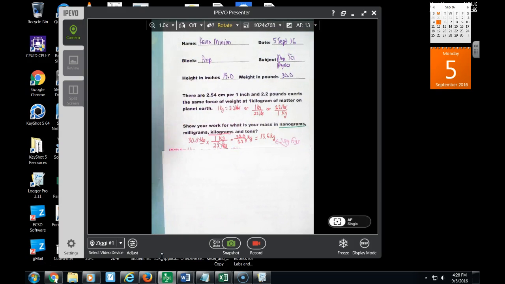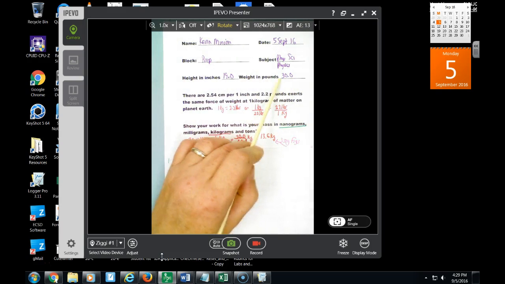Then, when I want to work with it, and we do have to show our work here, 30 pounds, I want to make the pounds go away, so I have to make sure the item I want to get rid of is on the bottom. So this version here is the one I use. 1 kilogram over 2.2 pounds gives 30 kilograms over 2.2, divided out, you get 13.6 kilograms. 3 significant figures because this had 3 digits.